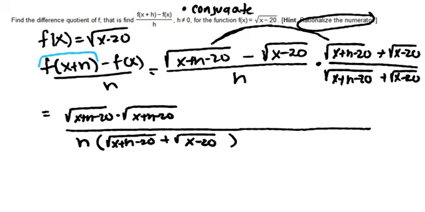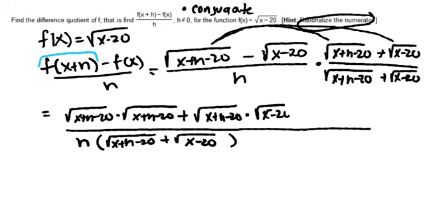So then we're going to multiply the outside two. That's going to give me a plus square root of x plus h minus 20 times the square root of x minus 20. Then we'll multiply the inside two together. It's going to give me a minus this time, a minus square root of x minus 20 times the square root of x plus h minus 20.